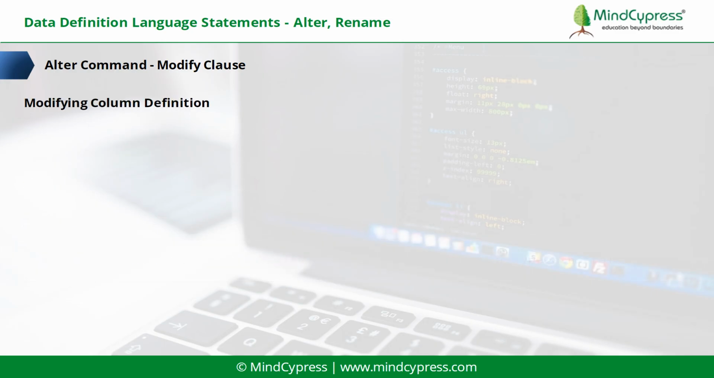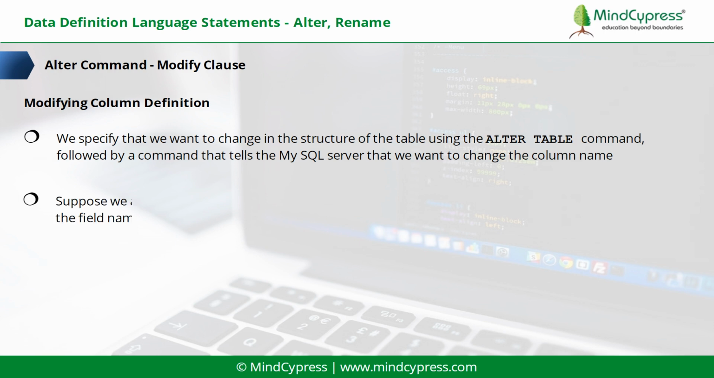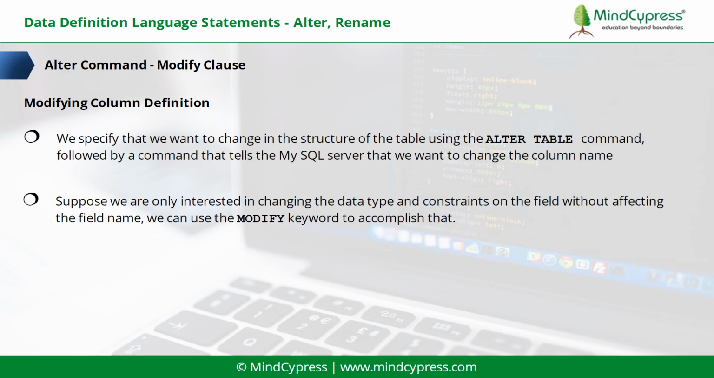Modifying column definition. We specify that we want to change the structure of the table using the alter table command, followed by a command that tells the MySQL server that we want to change the column. Suppose we are only interested in changing the data type and constraints on the field without affecting the field name. We can use the modify keyword to accomplish that.